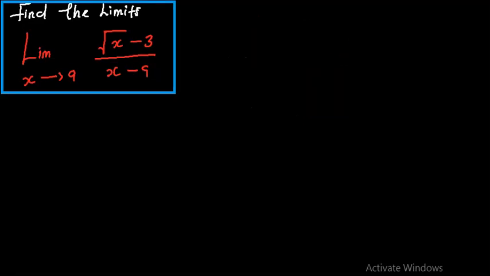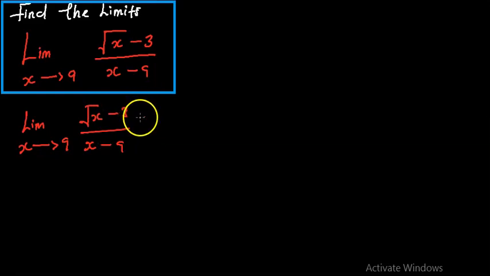In this case, we are going to take the conjugate of the numerator and multiply it by the numerator and the denominator at the same time. This is simply going to be the limit as x approaches 9 of square root of x minus 3 divided by x minus 9, multiplied by the conjugate. Instead of minus, this time around it is going to be positive: square root of x plus 3, divided by the same conjugate, which is square root of x plus 3.